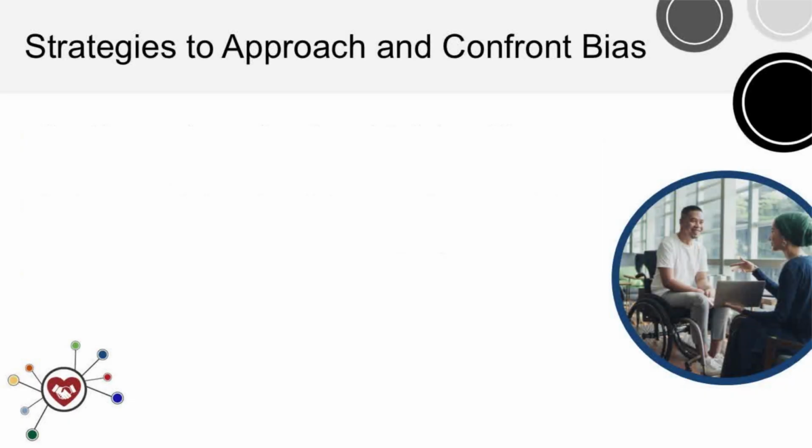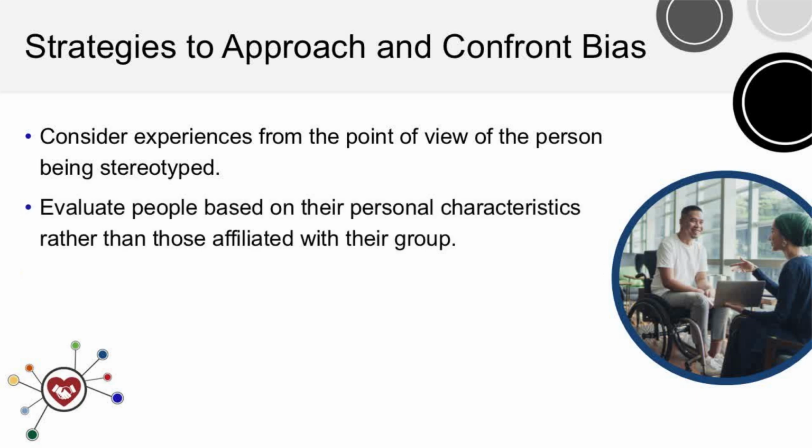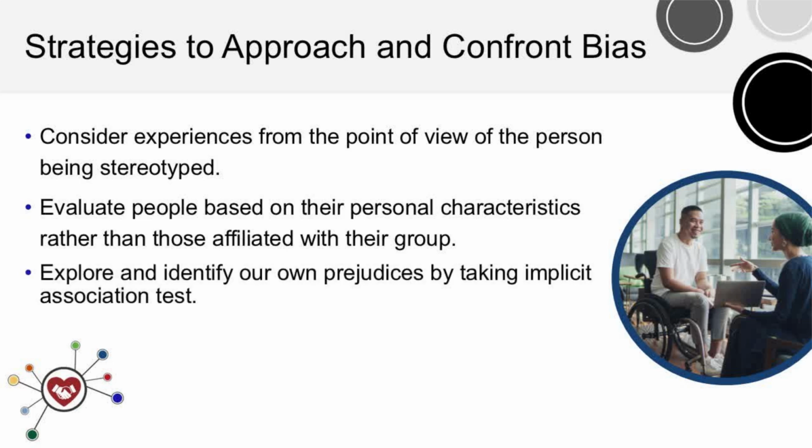Our actions and what we do with our biases determine whether prejudice is taking place. Keep in mind that everyone has some form of bias. Strategies exist to help break the link between our bias and our behavior. We can break the link between bias and behavior through self-reflection and getting to know people whom we have a bias towards. We can evaluate people based on their personal characteristics rather than those affiliated with their group. And we can explore our own prejudices by taking the implicit association test, available through Harvard University. You can find the link in the video description of this segment.